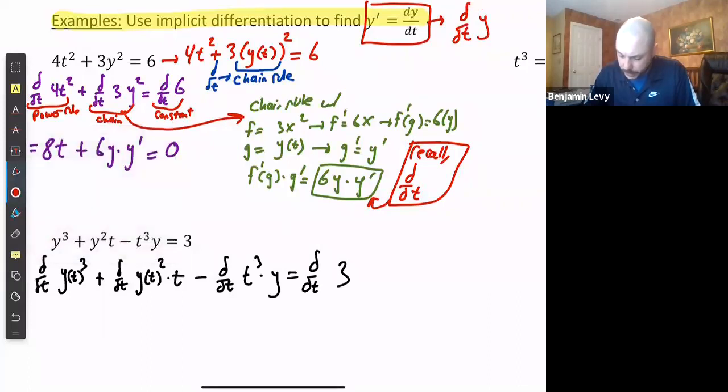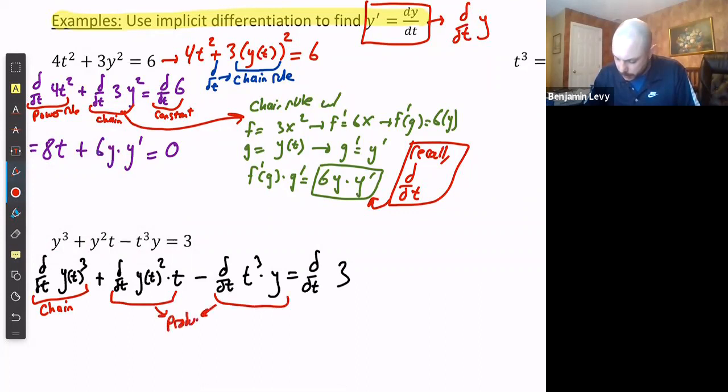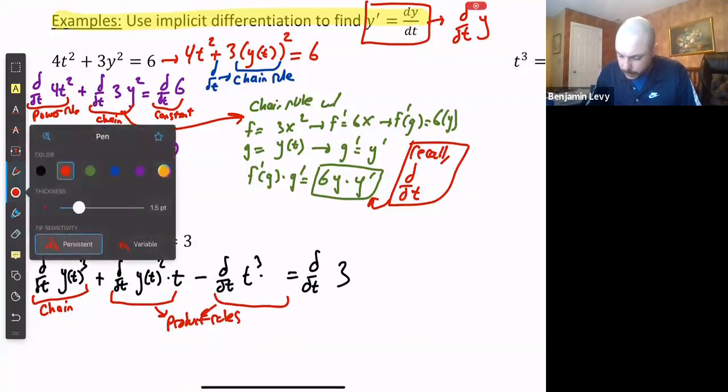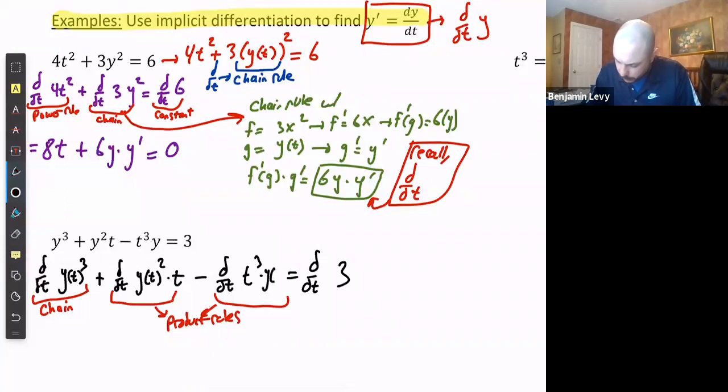So I'm just thinking about these separately. This one's going to be chain rule. These two are both going to be product rules, right? Because we're multiplying two things. One of them is a t or a t cubed, and the other one has a t in it. I forgot to write that. So let me make that quick note here. This y is a function of t. And then the last one is just going to be a constant rule because it's just 3. So we're going to get 0.